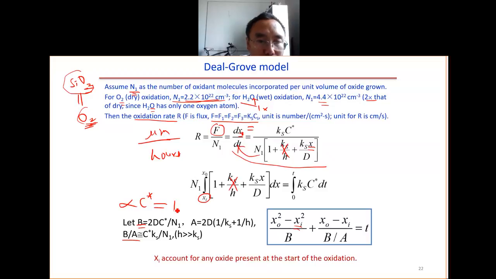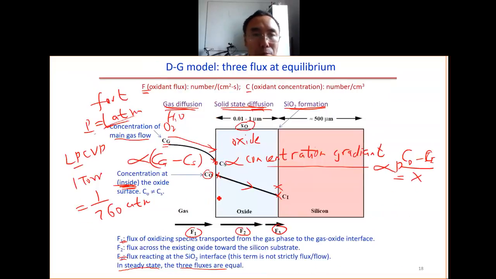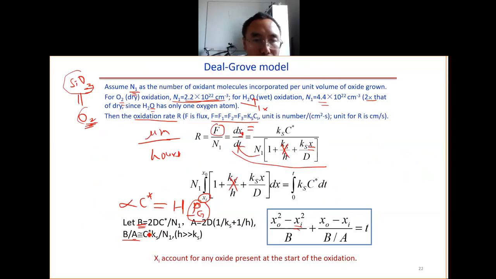So we know that C star equals H pg. So C star equals H pg. That means the growth rate is proportional to the pressure. This is the pressure, pg. So pg is the pressure that corresponds to the mean gas flow. So when we have higher pressure, we get a proportionally linear increase of the oxidation rate, because C star here, they both are proportional to pg. This is the pressure of the gas.